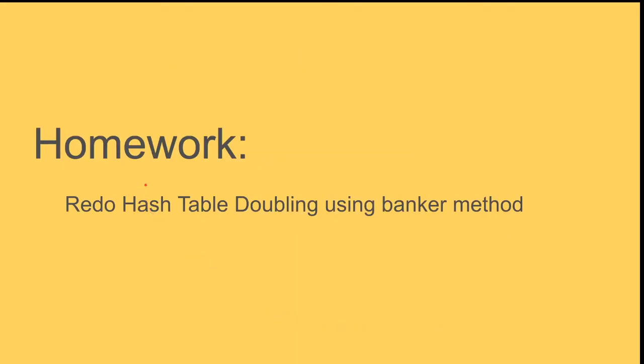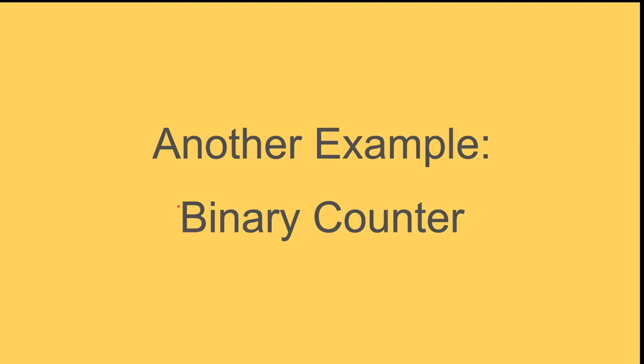So as a homework assignment, I would like you guys to go back and redo the hash table doubling using the banker's method. It's very similar to array doubling, so I don't repeat it here, but it's a very good homework for you guys to redo this and see if you can make the equations work. All right, I want to talk about one more example.